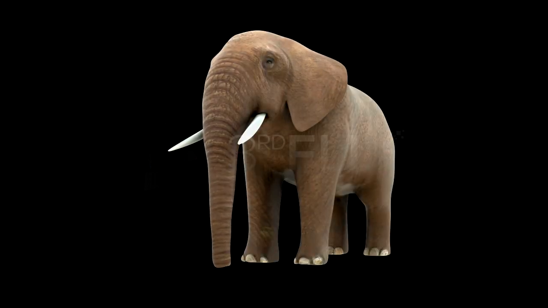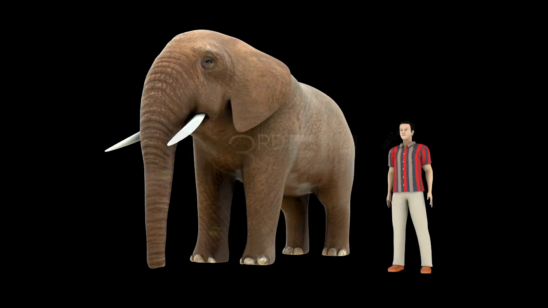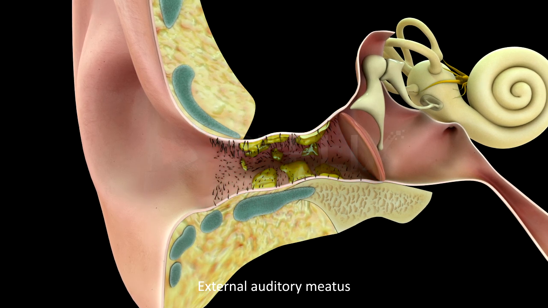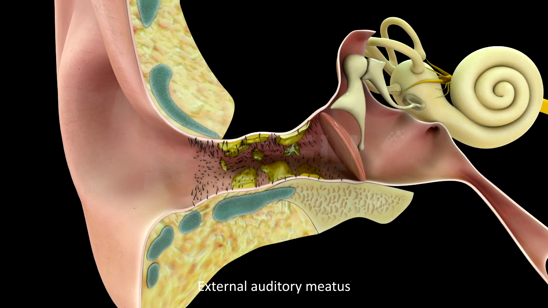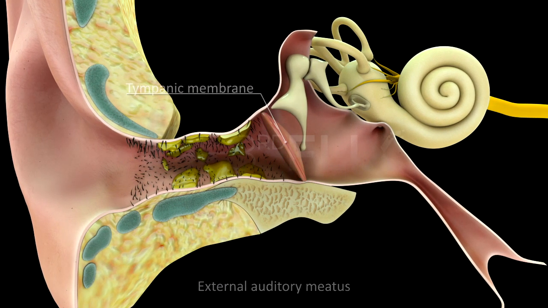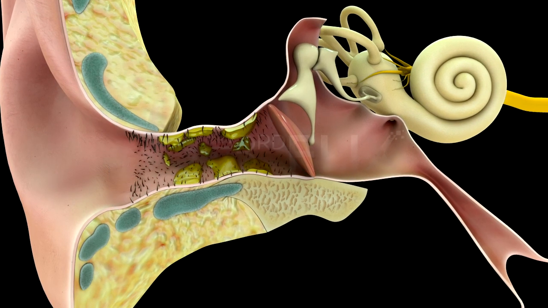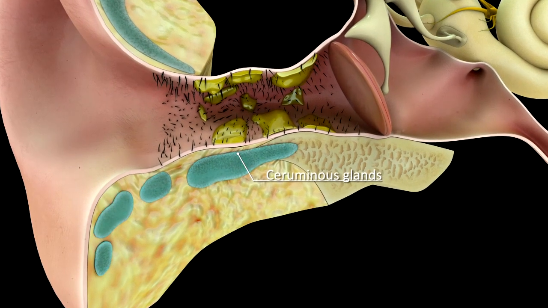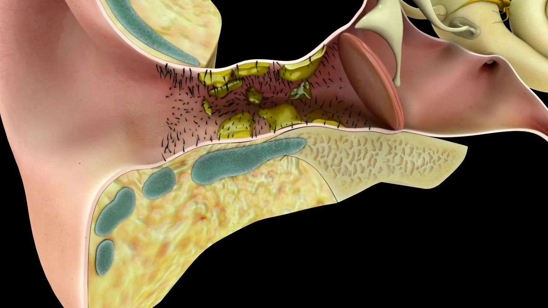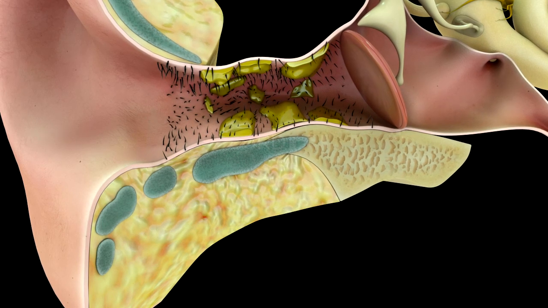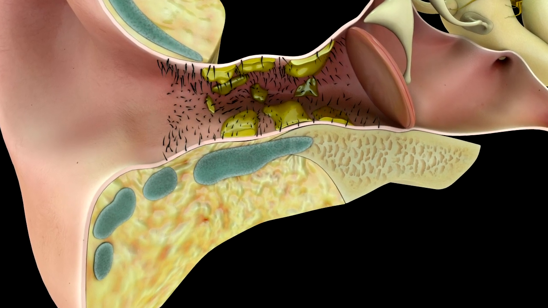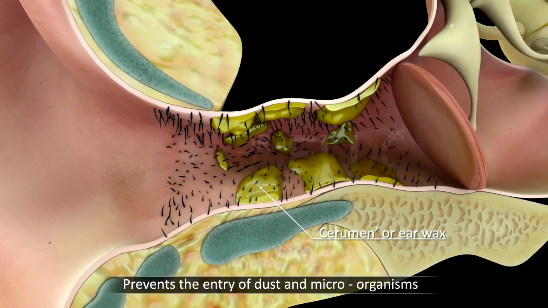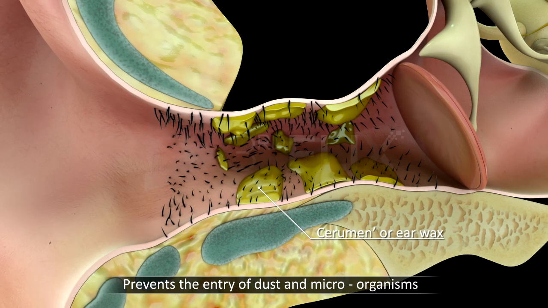The auricular muscles that can move the pinna in many animals are vestigial in human beings. The external auditory meatus is a curved tube that leads inwards and extends up to the tympanic membrane. It is lined by skin which has fine hair and is also beset with ceruminous glands. The ceruminous glands are modified sebaceous glands. They secrete cerumen or earwax, which prevents the entry of dust and microorganisms.